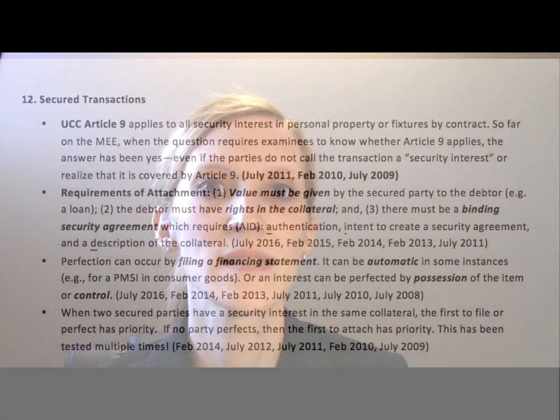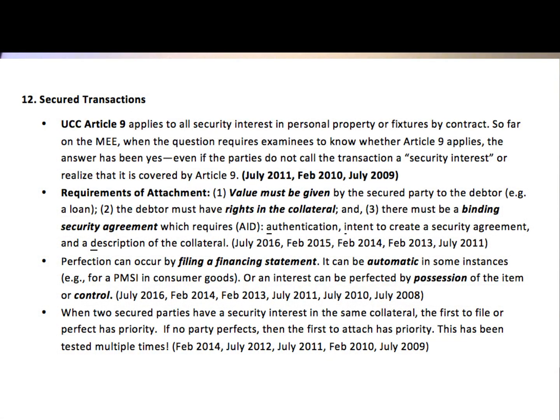Secure transactions. They like to test the basics of Article 9, attachment, perfection. You should know what a PMSI is, a purchase money security interest. I've put some of the basic things on the handout that you should be well aware of. They want you to know that first to file or perfect has priority. That point has been tested multiple times in secured transactions questions.